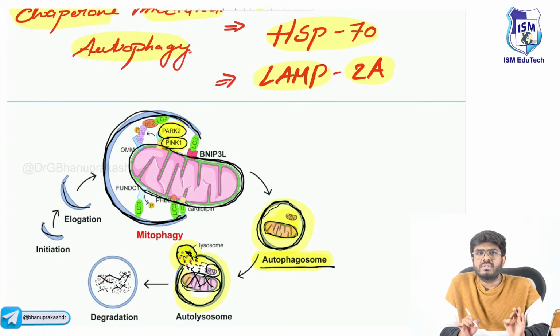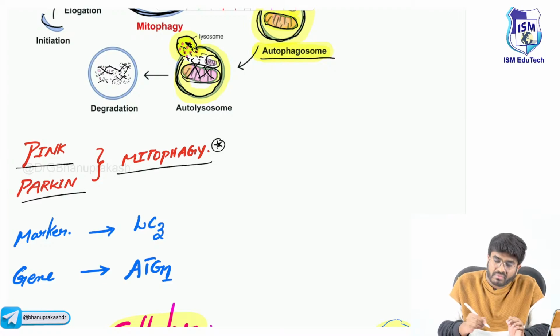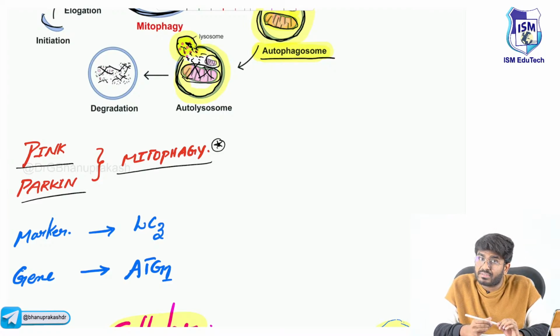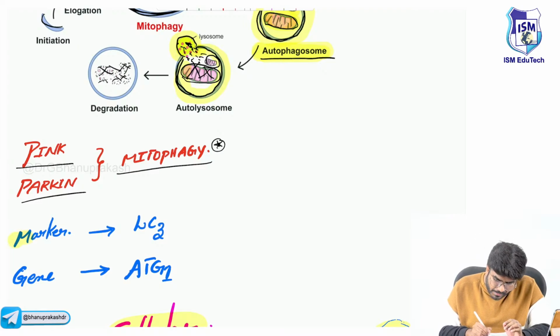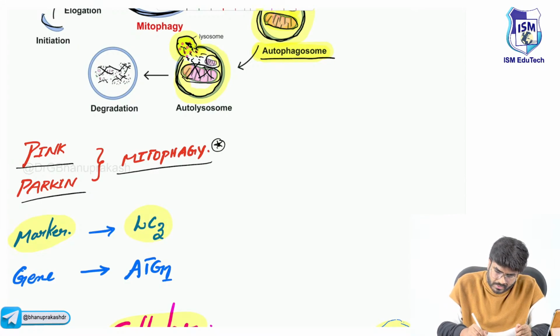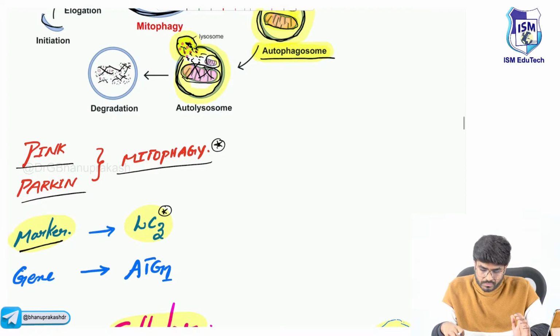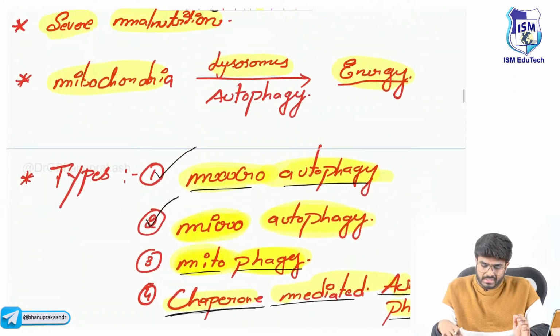PINK and Parkin molecules are involved in which type of autophagy? Mitophagy. That's the one thing I want you to know. And what is the marker of apoptosis? Annexin 5 is the marker of apoptosis. And the marker of autophagy is LC3. So LC3 staining is a marker of autophagy. With this, the autophagy topic is completed.